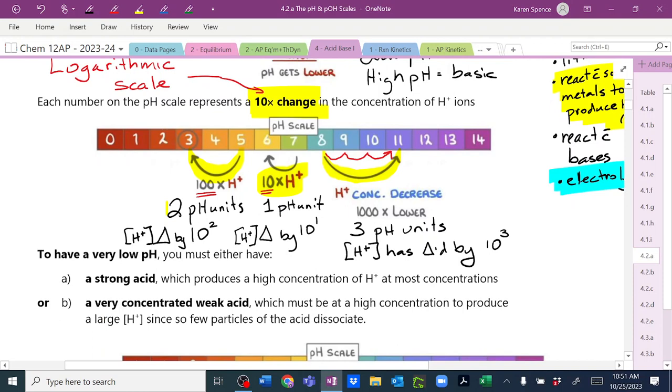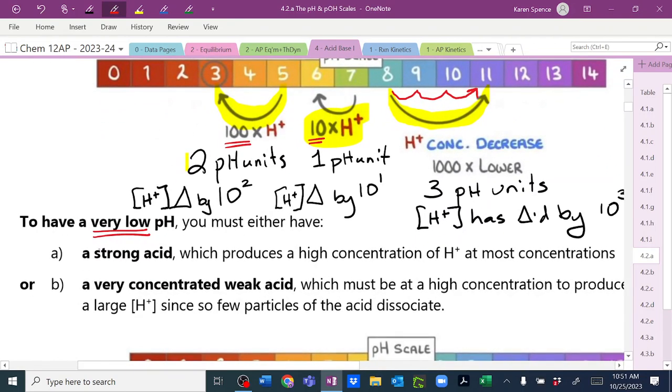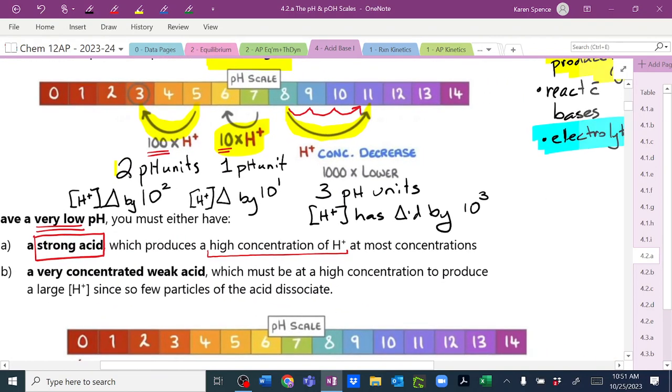To have a very low pH, you have to have a strong acid, because a strong acid will produce a high concentration of H+ at most concentrations. Why is that? Because it completely dissociates.